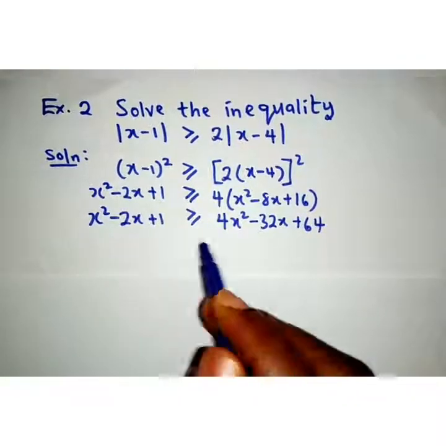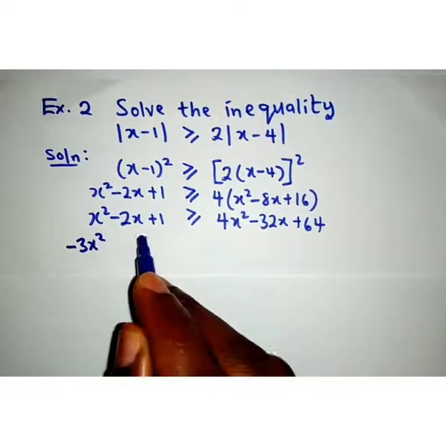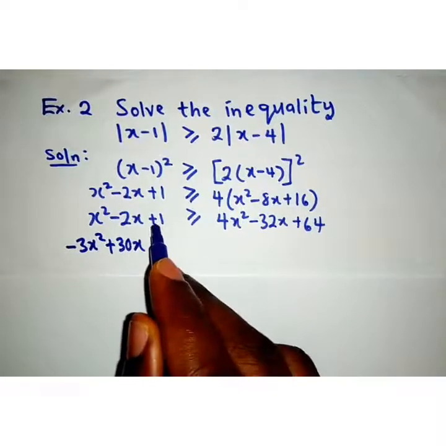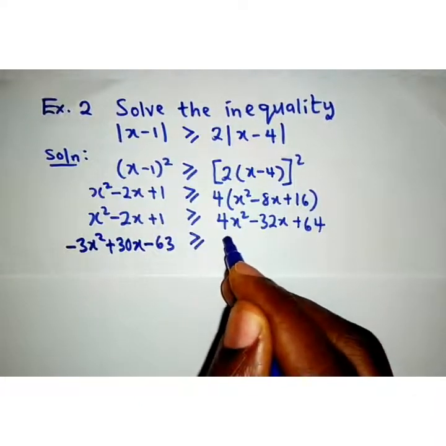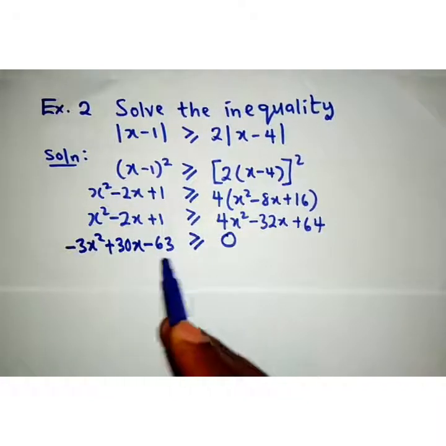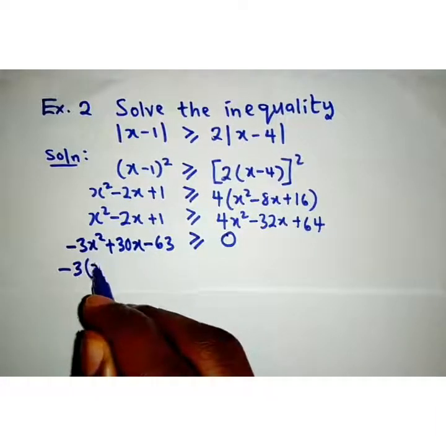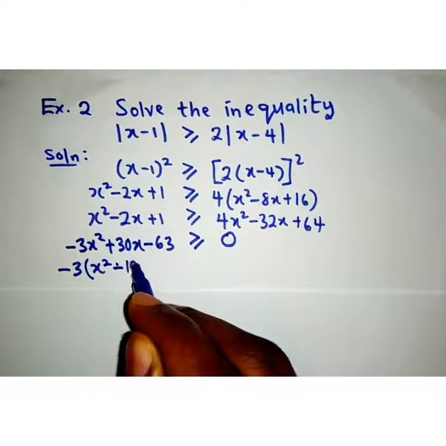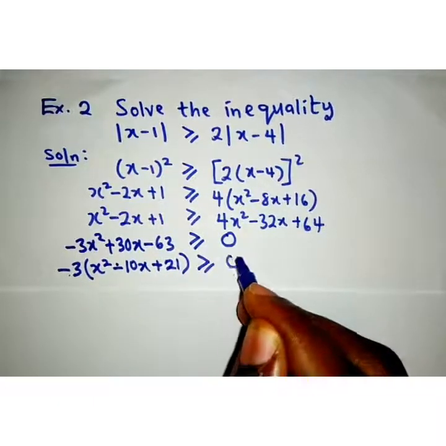So we have x squared minus 4x squared, that gives us minus 3x squared, minus 2x plus 32x gives us plus 30x, and 1 minus 64 gives us minus 63, greater than or equal to 0. Now observe that minus 3 is common to all the terms here, so we can bring out minus 3, and we have minus 3 in this gives us x squared, minus 3 in this gives us minus 10x, minus 3 in this gives us plus 21, greater than or equal to 0.